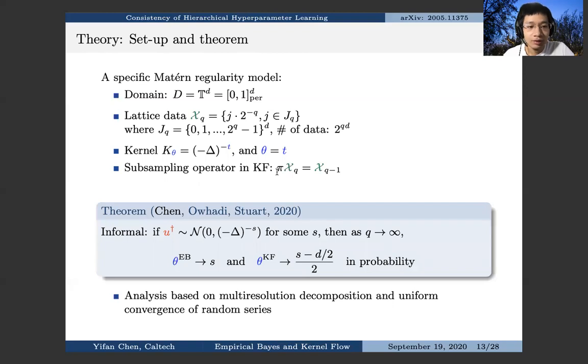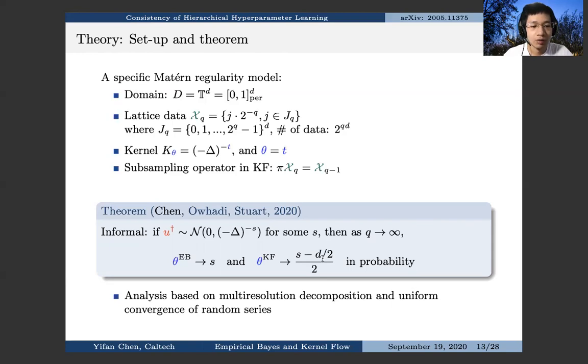Under this setup, in our paper, we have the following theorem. Informally, this says that if we have a model for U dagger drawn from a Gaussian N(0, C) with covariance minus Laplace to the power minus s, then as the number of data goes to infinity, we have a well-defined limit for both estimators. The empirical Bayes estimator will converge to s, while the kernel flow estimator will converge to a very interesting limit, s minus d/2. The convergence is in probability.